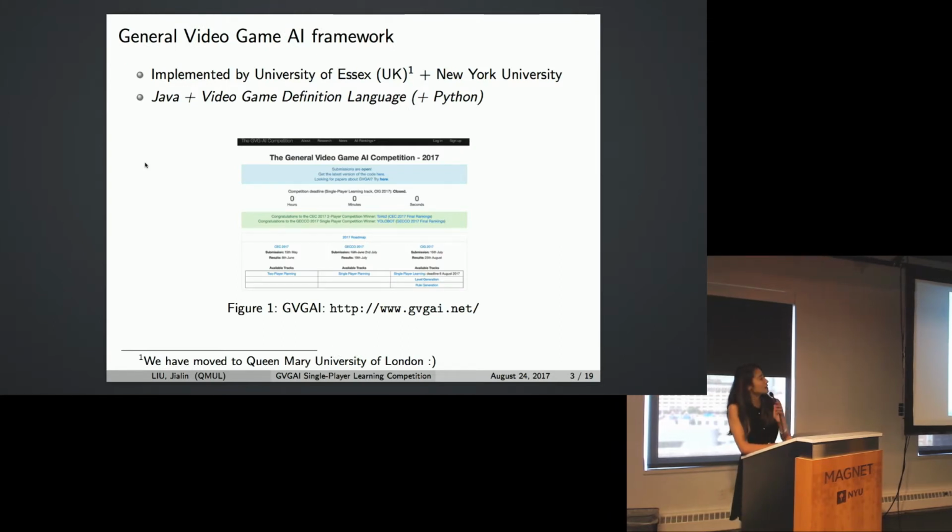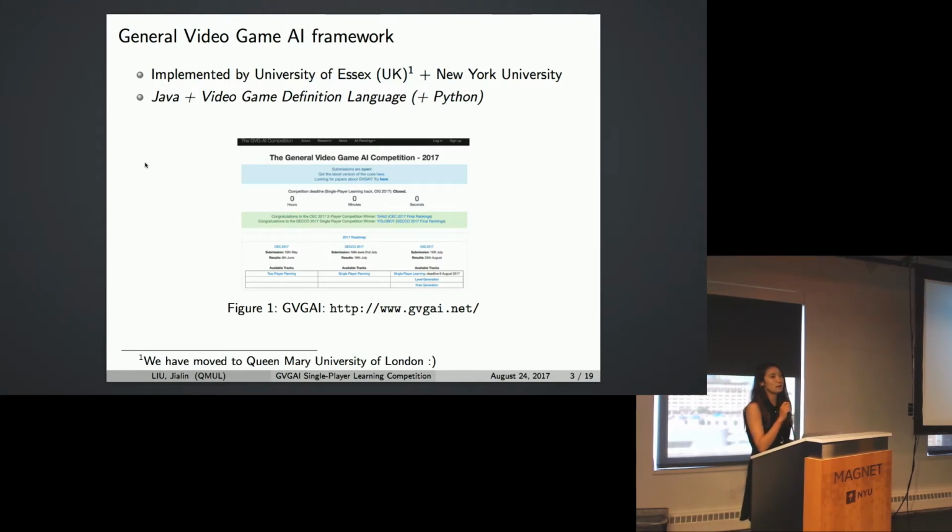To do this, the University of Essex and New York University have implemented this general video game AI framework. By the way, our research team has moved from Essex to Queen Mary, University of London. Yay! It's very important for us. It's a very important move.